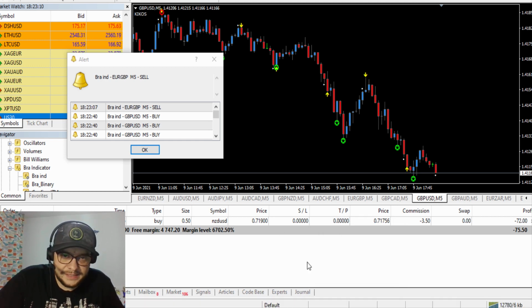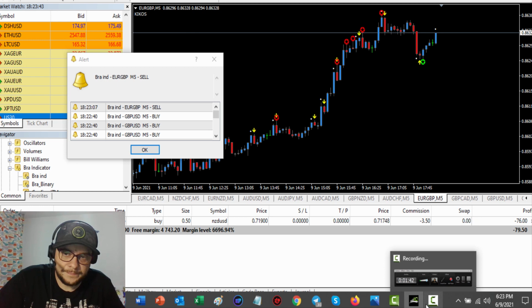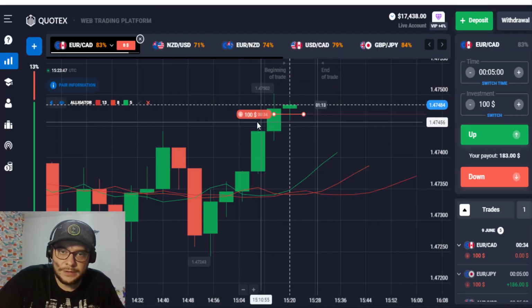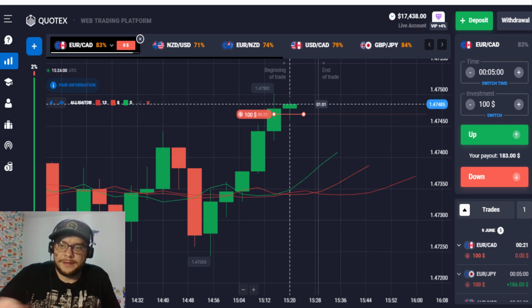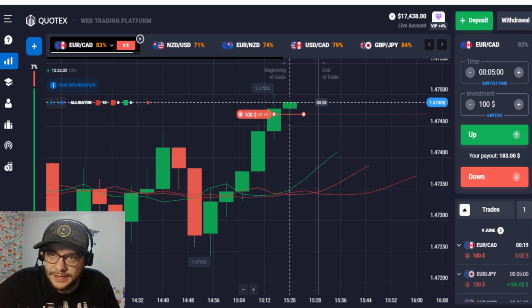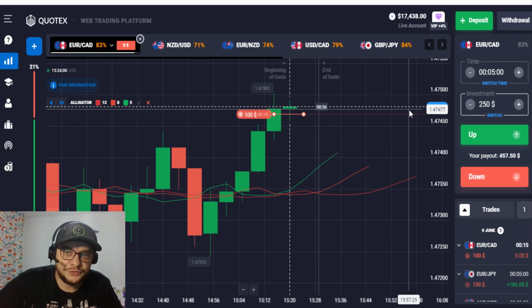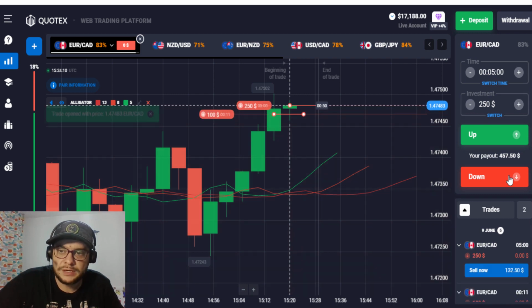Euro GBP a sell, but this one is not formed on GBP USD. Let's see Euro GBP. No, it's not formed. Oh, and it's going up. This one is going up. So let's prepare for a recovery trade of $250. We still have 83% return on investment, and we can place this one.